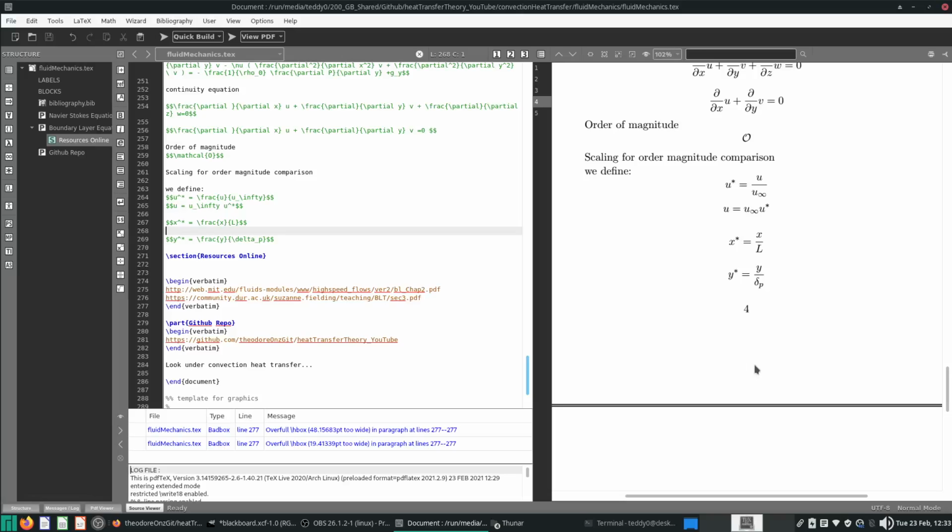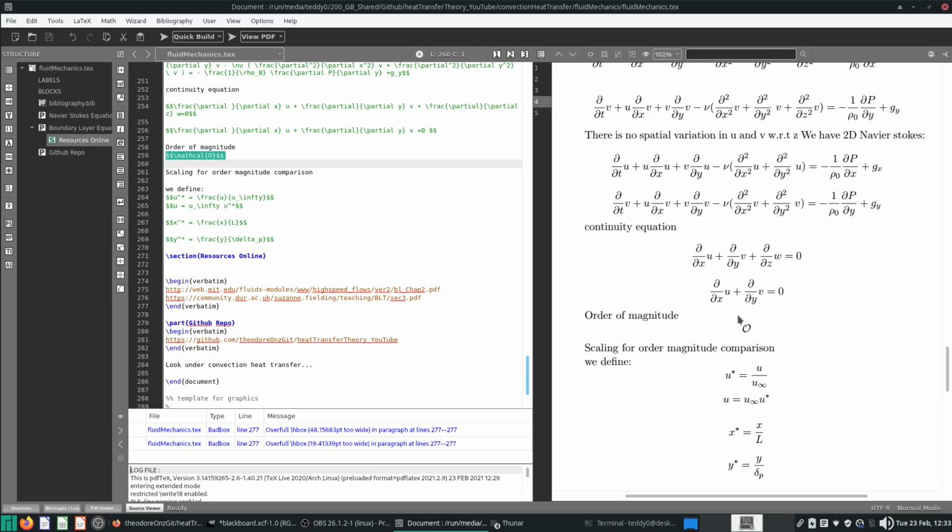Hello, welcome back to this video series on laminar boundary layers. In the last video we were talking about scaling. The idea is to convert all of these equations into dimensionless form, with u star, x star, y star, so that you can have a proper comparison of terms.